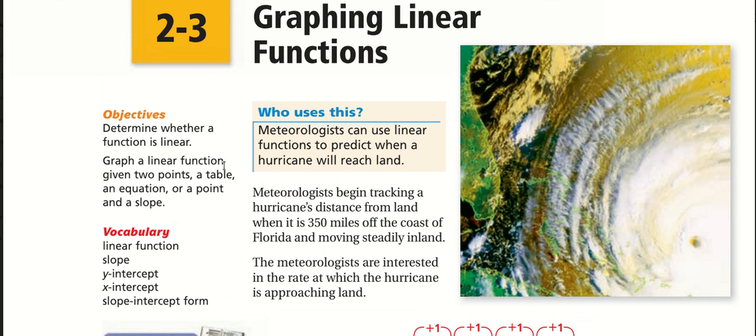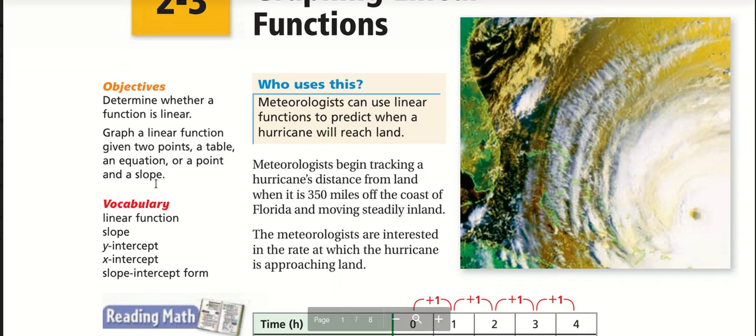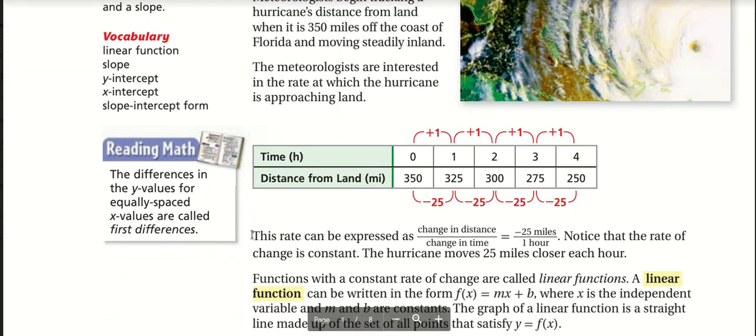Who uses this? Meteorologists can use linear functions to predict when a hurricane will reach land. They begin tracking hurricanes' distance from land when it is 350 miles off the coast of Florida and moving steadily inland. The meteorologists are interested in the rate at which the hurricane is approaching. So for example, here's a table of data. The time value is in hours and the distance from the land is in miles.